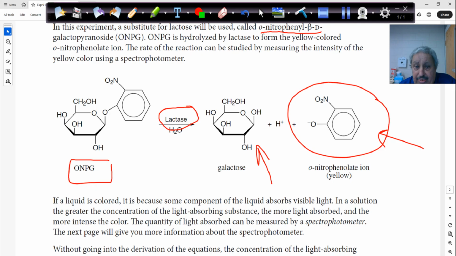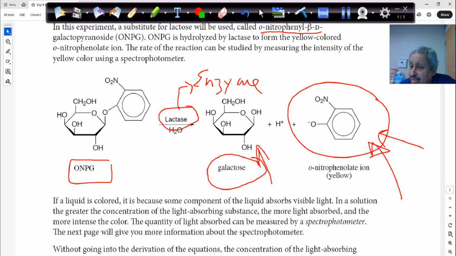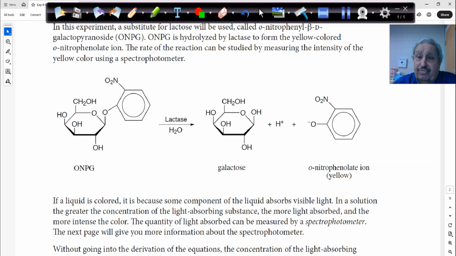So this compound here, with the enzyme called lactase, this is the enzyme here, the enzyme will break this one here to a colorless solution of galactose and the colorful yellow anion. So the anion, that's the nitrophenolate ion, and you will see it has a yellow color, and the intensity of this yellow color will be directly proportional to its concentration inside the solution. So that's the very important part of the reaction.